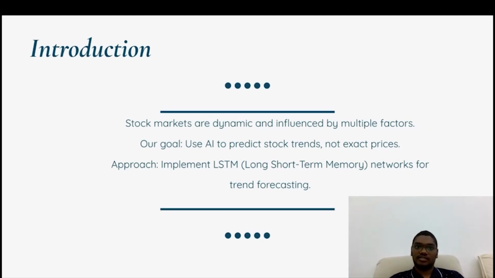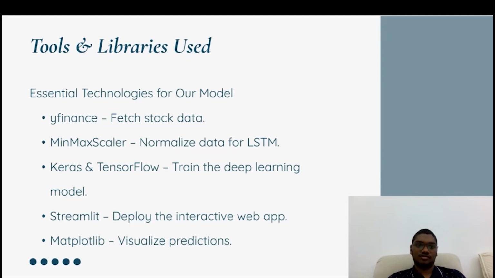We all know that stock market trends are constantly changing. They're influenced by a mix of global events, investor behavior, and financial trends. So with this project, we tried to implement an LSTM which can analyze stock data and give us insights into future trends. To make this possible, we used the following.